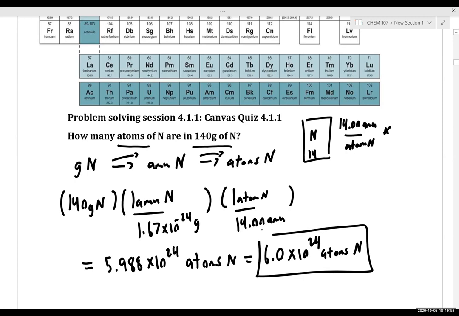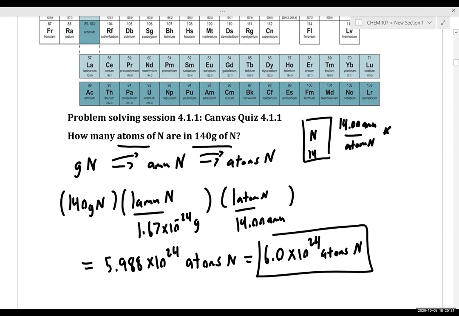Professor, how do you get the 5.988 again? Oh, so punching this in, I take 140 divided by 1.67 divided by 14. Okay, got it. Are you getting the same result from your calculator? I haven't calculated yet, but I can right now.